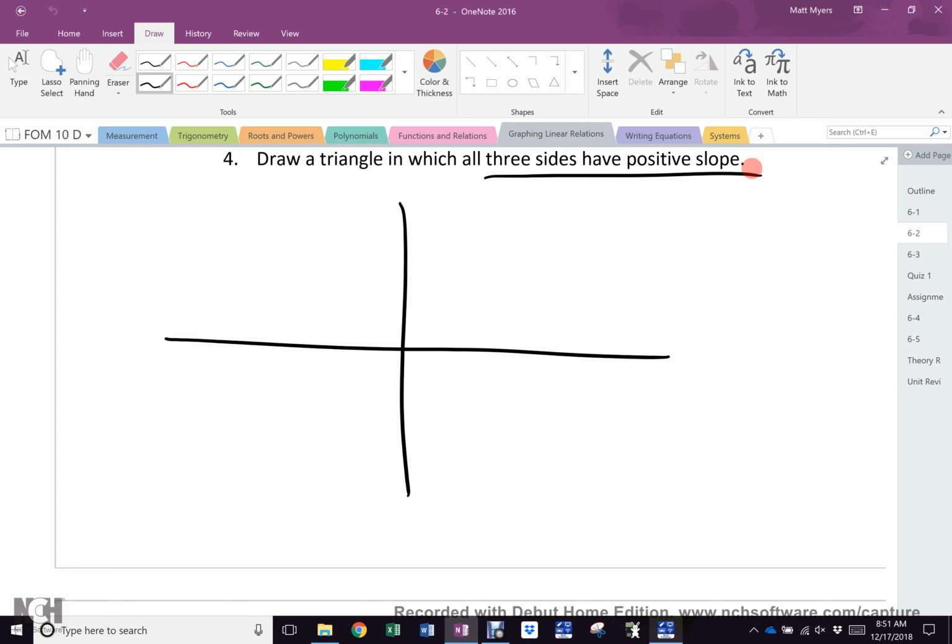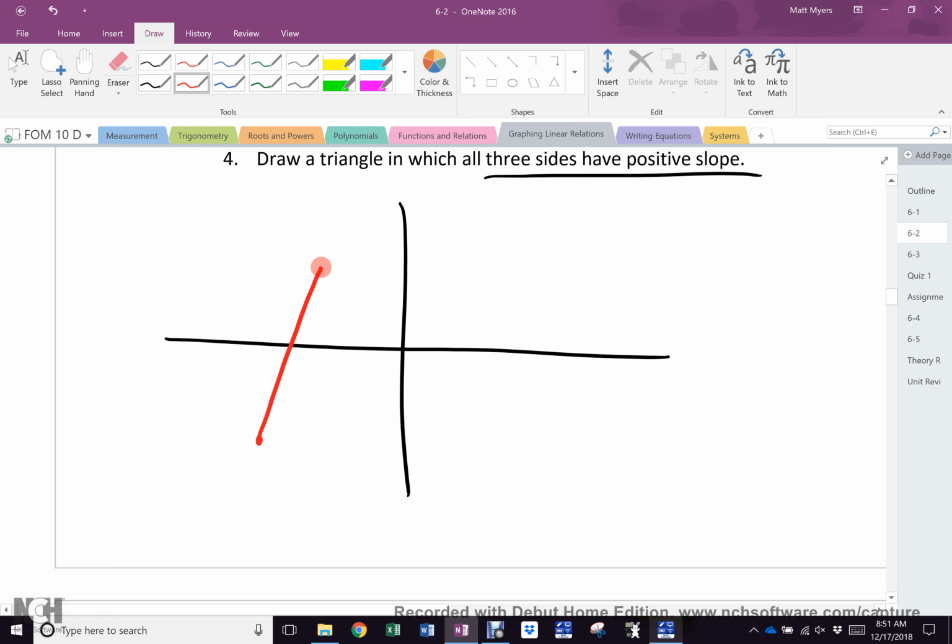How many sides does a triangle have? 3. So you got to start with one line, yeah? How do I make a positive slope? It goes up and where? Right. So as long as I start my first line up and right, am I good?